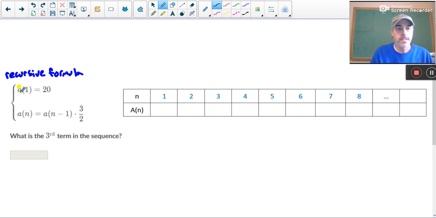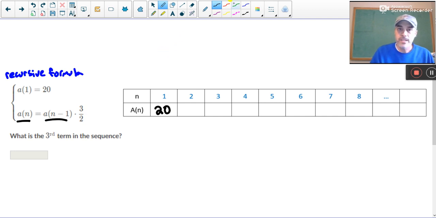Okay, so I'm reading the recursive formula right now. The recursive formula says a of 1 is 20. That means my first term is 20. And this says a of n equals a of n minus 1 times 3 over 2.